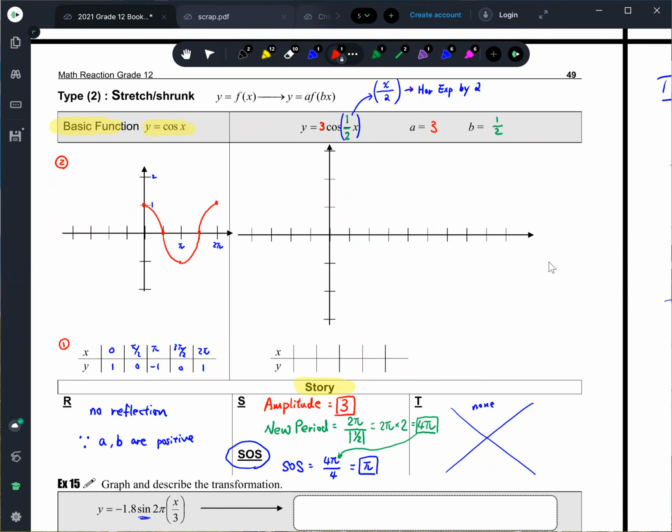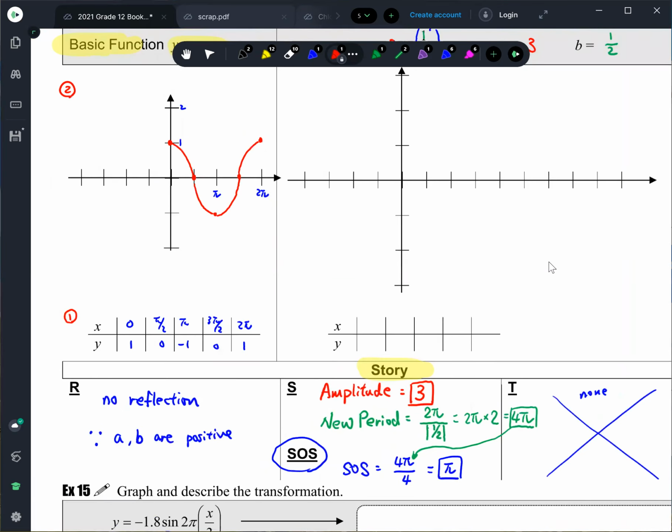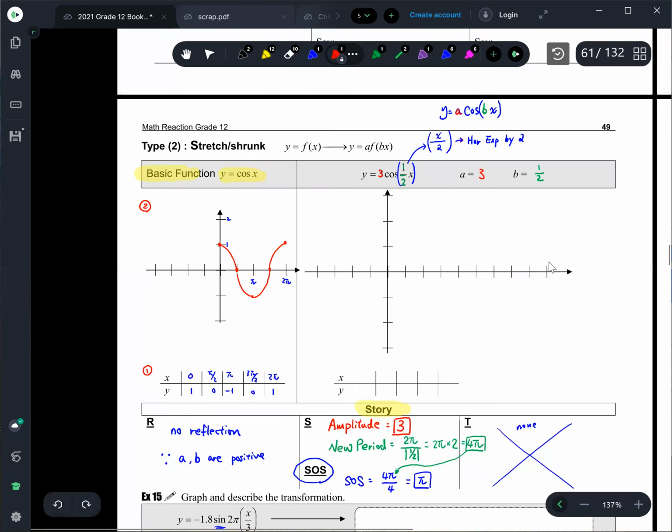All right, so we'll continue with what we did before the break. So we just went over how to get the story, right? We found our A and B, and then used that to figure out reflection, amplitude, new period, and size of space. So how are those going to help us get the new graph? Okay, so the next part is to figure out the table. So for the X values, we'll look at our page 49 now.